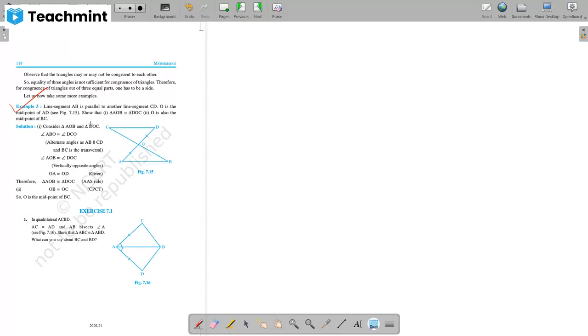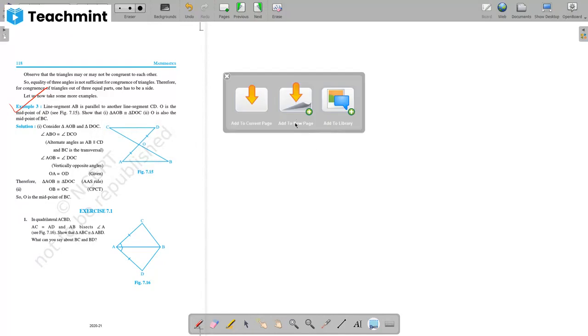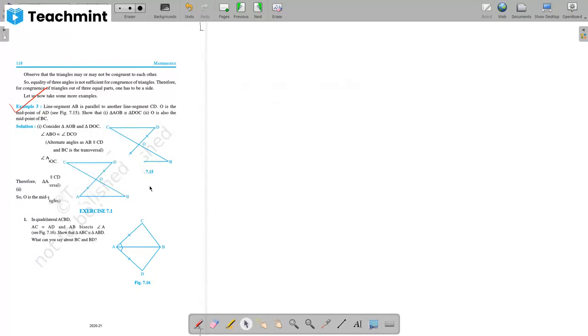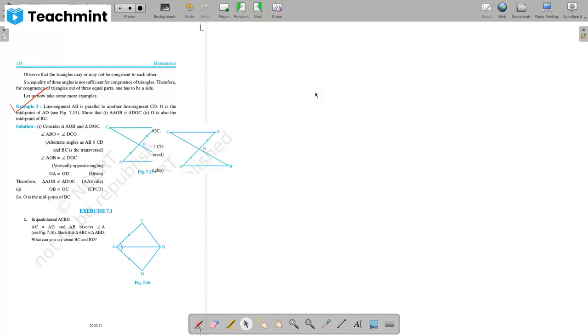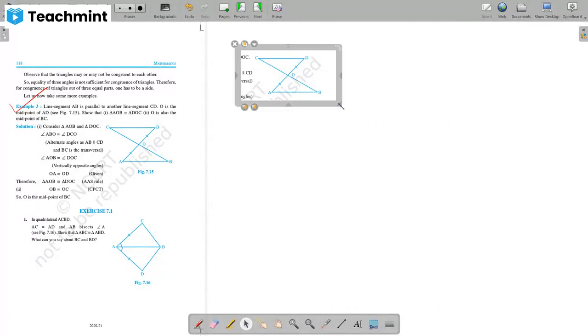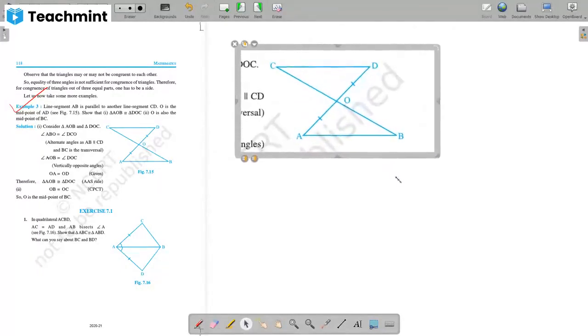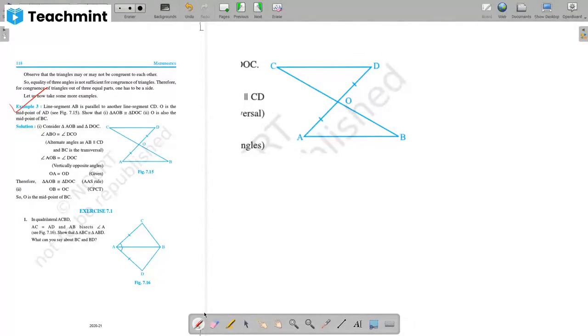It is also possible that you may not be given a figure. So every time be ready, you should know how to draw a figure. So the figure is given here. Can you see it clearly? Yes, ma'am. Okay.